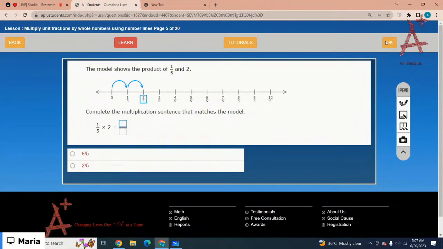Okay, the model shows the product of 1 by 2 and 5. Complete the multiplication sentence that matches the model. So which is the correct option? It would be, yes, 5 over 2... the correct option is 2 by 5. Got it?